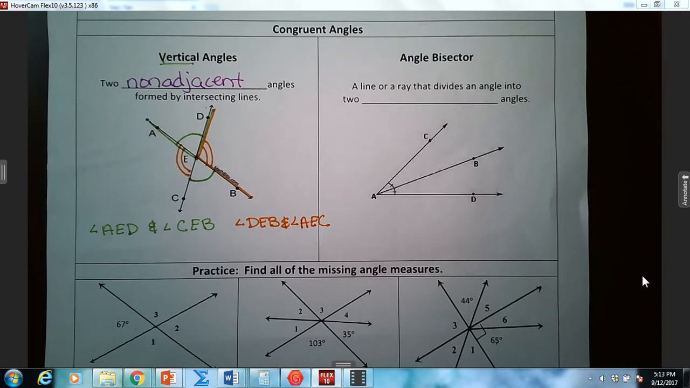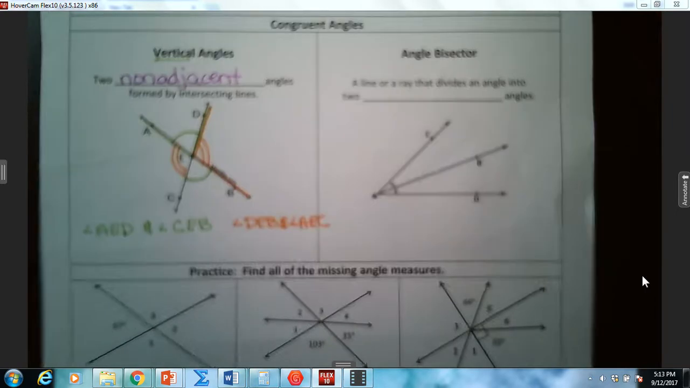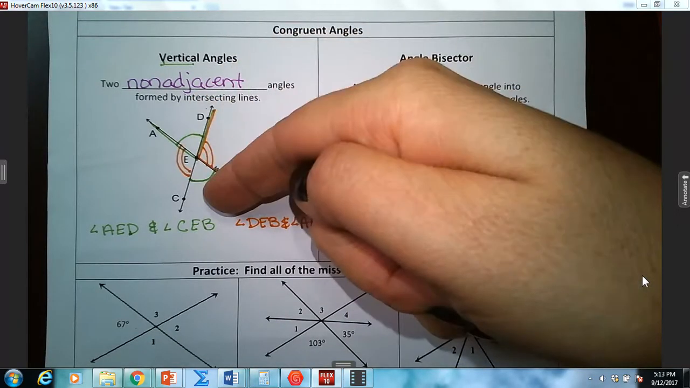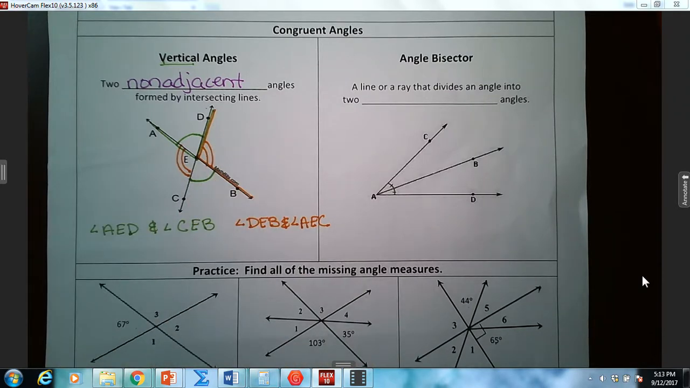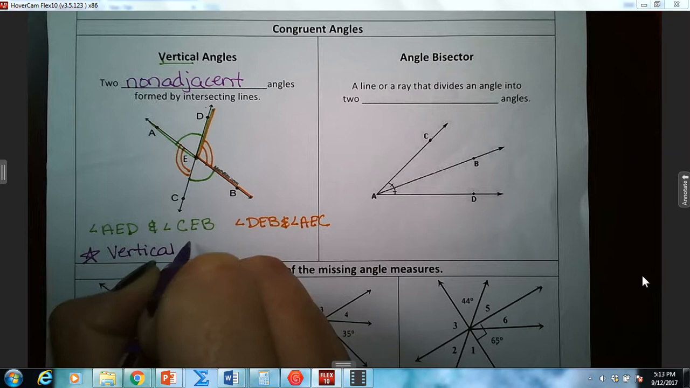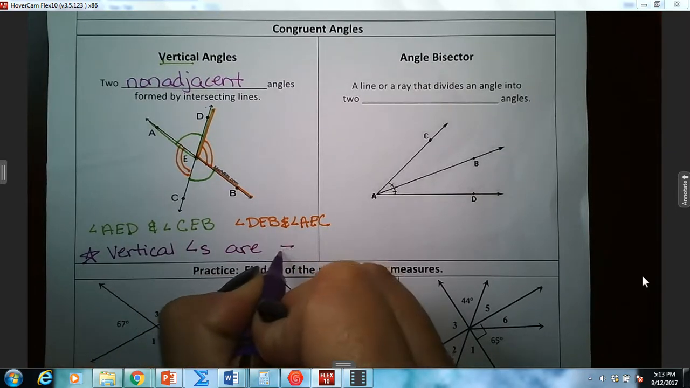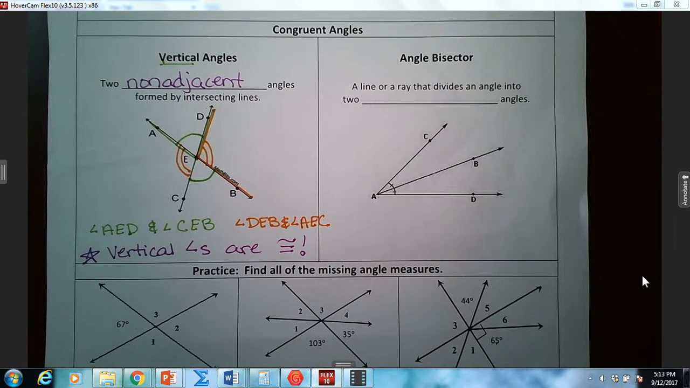What's really, really, really important to know about vertical angles is, if you take a good look, vertical angles are congruent to each other. Acute angle, both green angles are acute. Obtuse angle, both orange angles are obtuse. So let's make a really big note about that. Vertical angles are congruent all the time, every single time. They are equal in size.